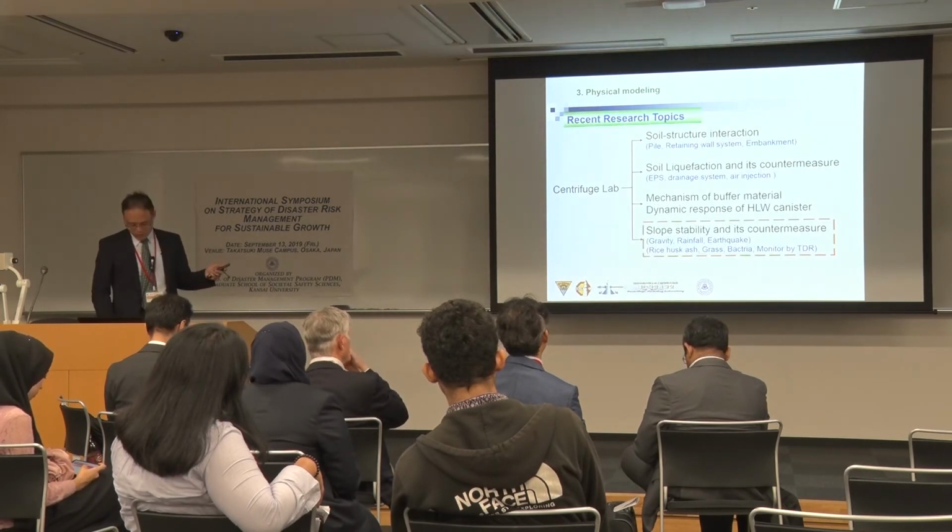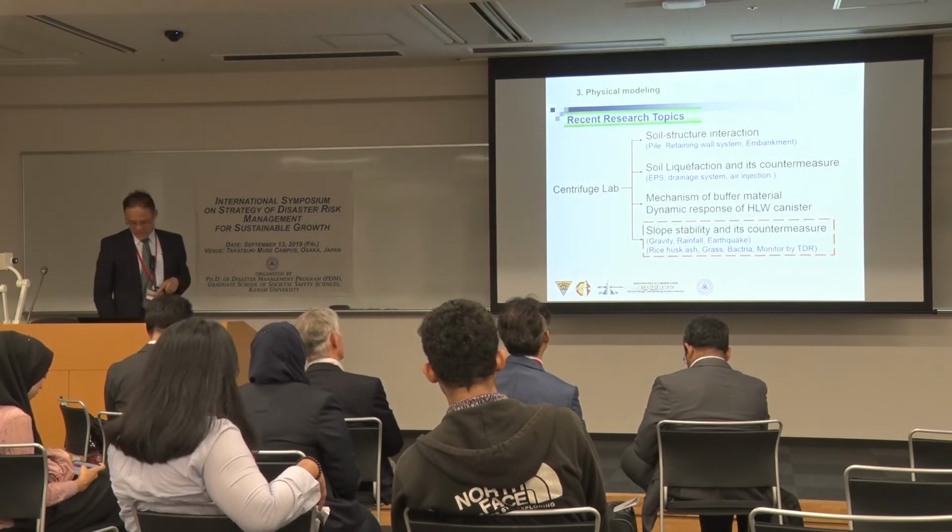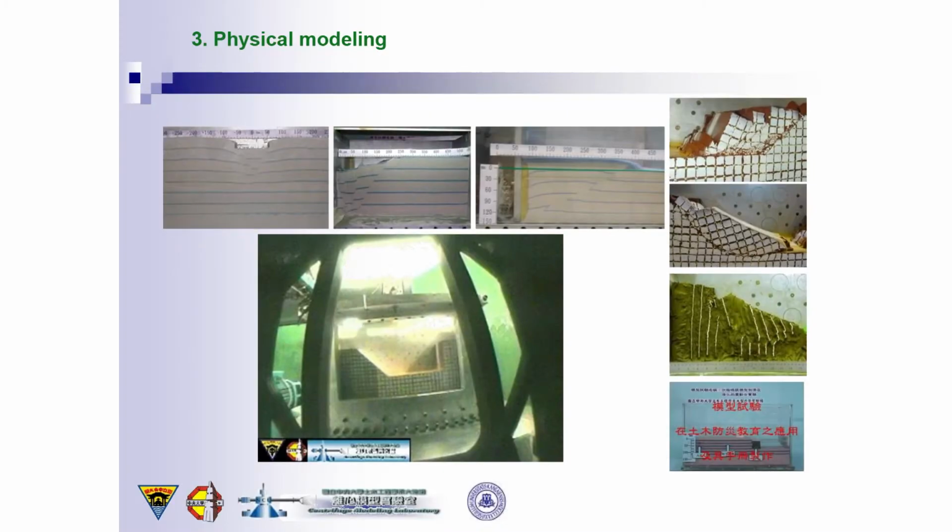So during spinning, we input the base shaking, and the last part is slope stability. So this kind of tool is not only for the research, but also for the education. So you can see that this is a bearing capacity problem. This is active, this is passive earth pressure.